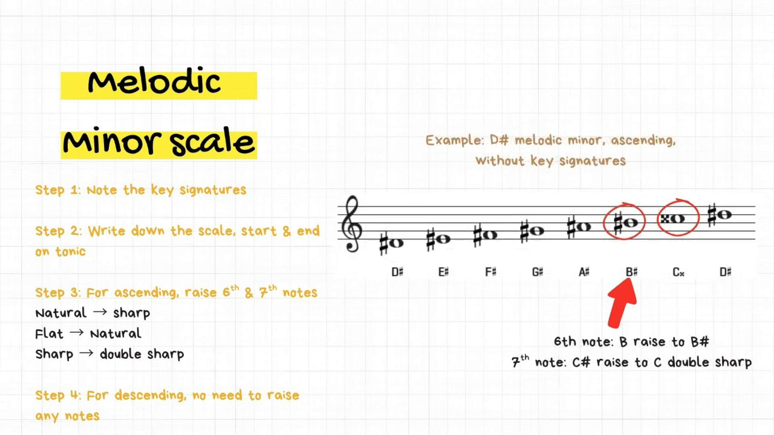And lastly, D sharp melodic minor ascending without key signatures. We see that the 6th note B is raised to a B sharp, and the 7th note C sharp is raised to a C double sharp.